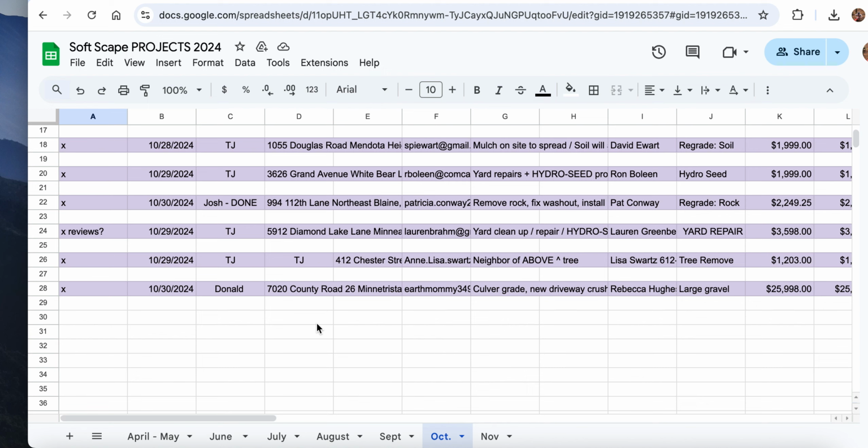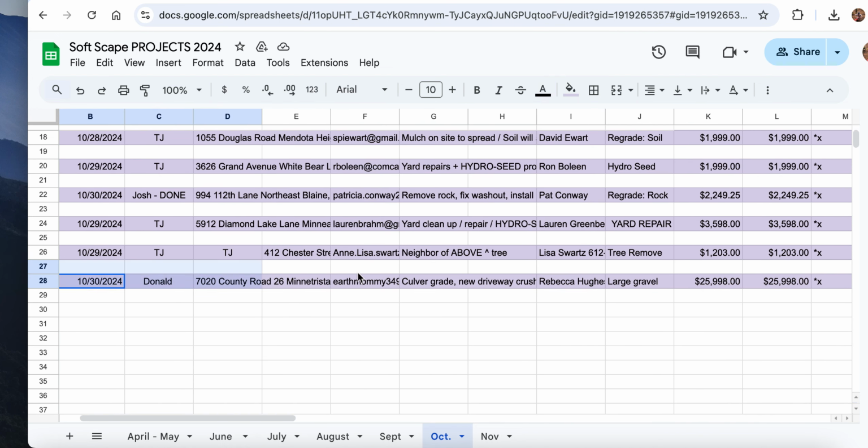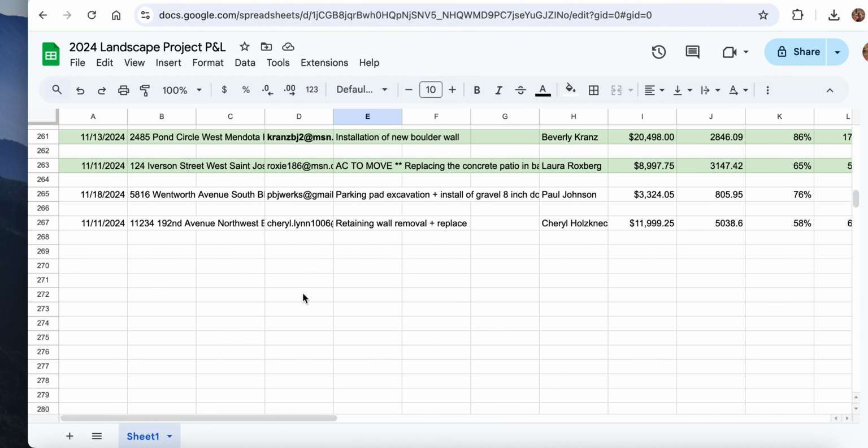So if you want to figure out, say, the commission or the profit and loss for a project, what you're going to do is take the project, if it's on the Softscape sheet or the Hardscape sheet, and copy and paste the important information from that project over onto the P&L that it goes with, whether that's the landscape P&L or a concrete P&L or that sort of thing.